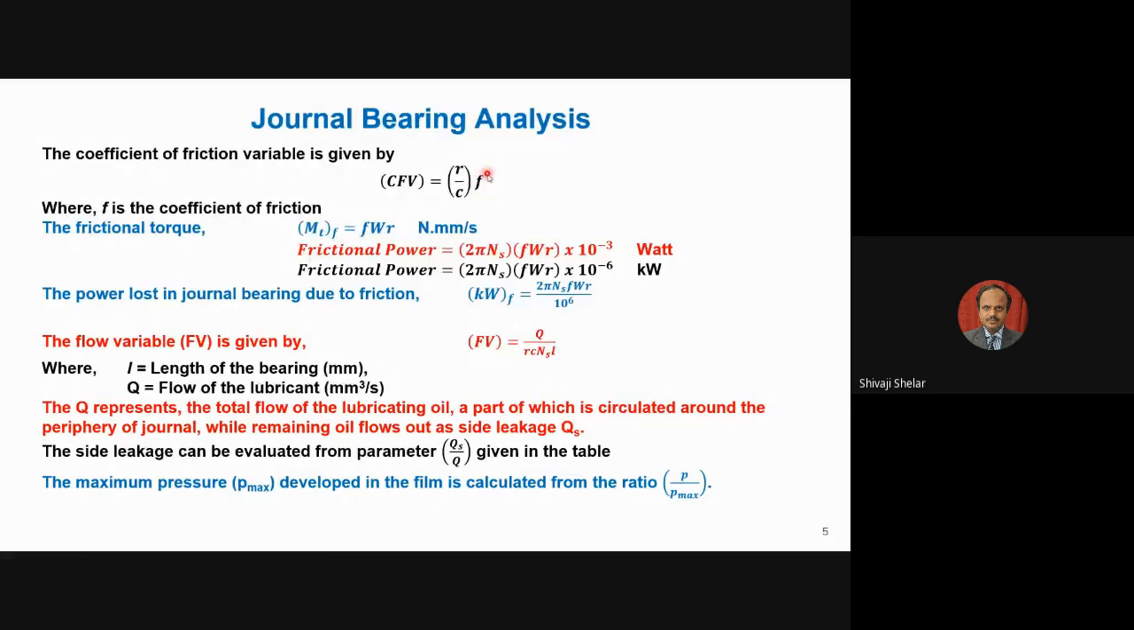Now, once you get this value, the next step is to determine the frictional torque. So we know frictional torque is equal to your normal force. So what is normal force? Normal force is W. Then what is the frictional force? Frictional force is the product of your coefficient of friction and normal force, that is F into W. Now I want a torque. This is the frictional force. So torque is equal to force into radius. So FW is your frictional force. If I take the radius of journal, FWR becomes your torque, that is frictional torque. So the frictional torque in Newton millimeter is equal to FWR.